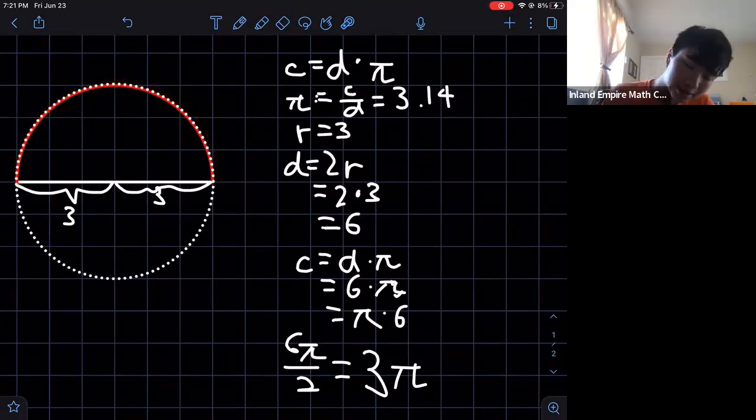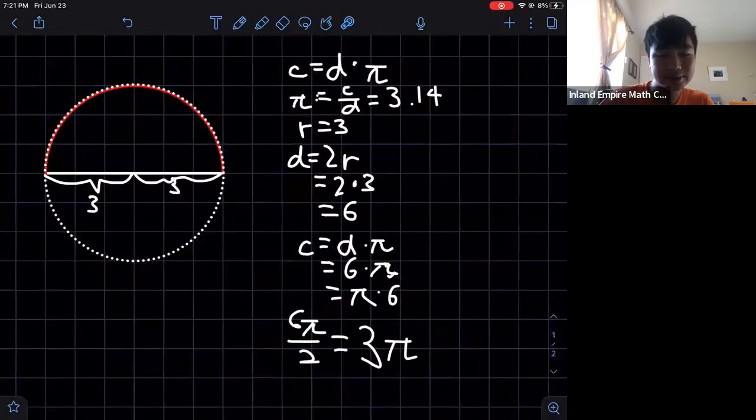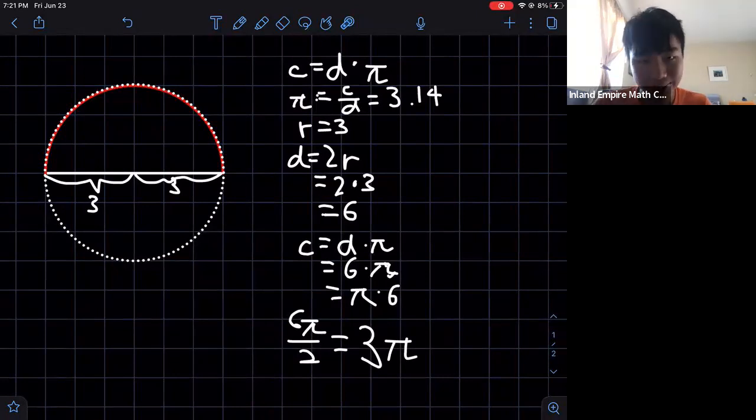Now that we have that, we can actually figure out some other arc lengths that are a bit more complicated. But before we do that, does anyone have any questions, concerns, or comments about what's going on here, how this works? I'm not sure if you guys have learned this in school before, but it is very important knowledge to have, especially if you want to do math competitions or just geometry in general.